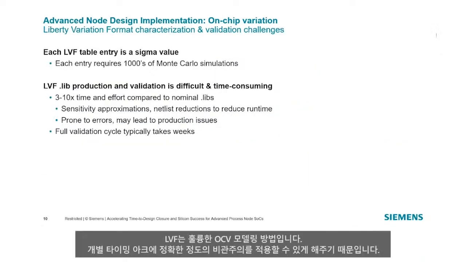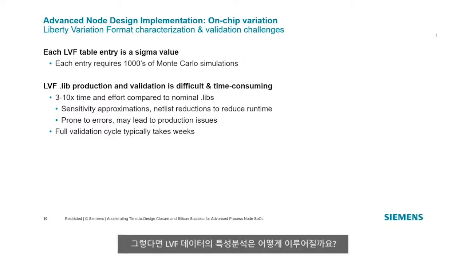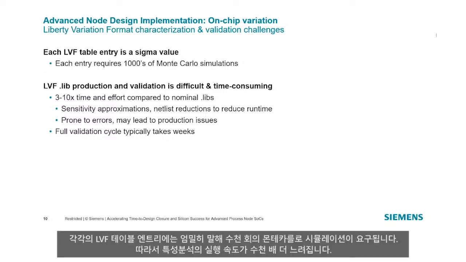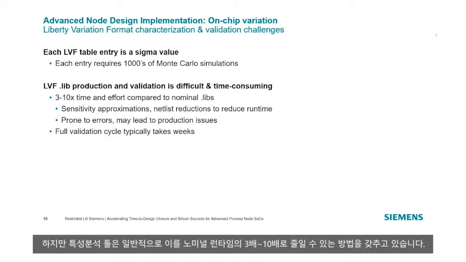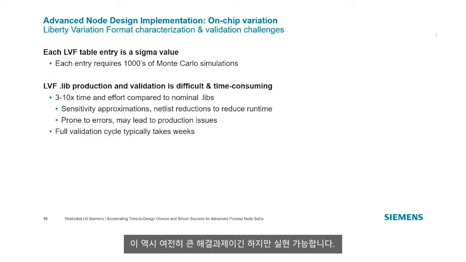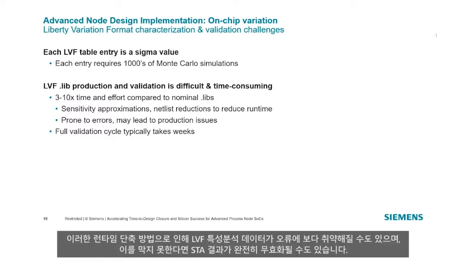LVF is an excellent way of modeling OCV due to providing the ability to apply a precise amount of pessimism to individual timing arcs. How is LVF data characterized though? Well, each LVF table entry technically requires thousands of Monte Carlo simulations, which will make characterization run thousands of times slower. However, characterization tools typically have methods of reducing that to 3 to 10 times of nominal runtime, which is still a big challenge, but feasible. These runtime reduction methods may also make LVF characterized data more prone to errors and may completely invalidate your STA results if the errors are not caught.